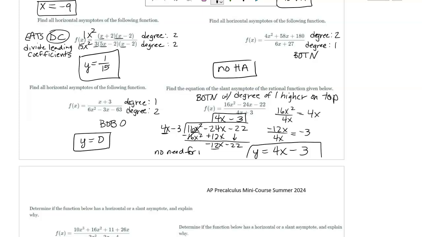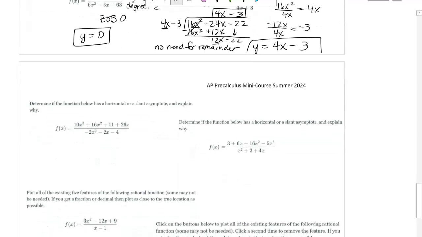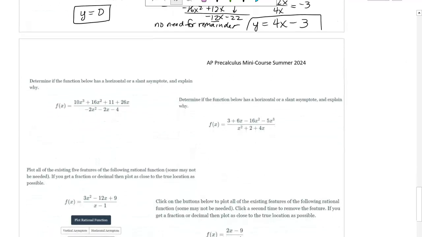The only time you need the remainder pretty much is when you are actually just being asked to divide. This is asking us for the equation of the slant asymptote. I use division for most of that, but I don't need to finish the division problem.